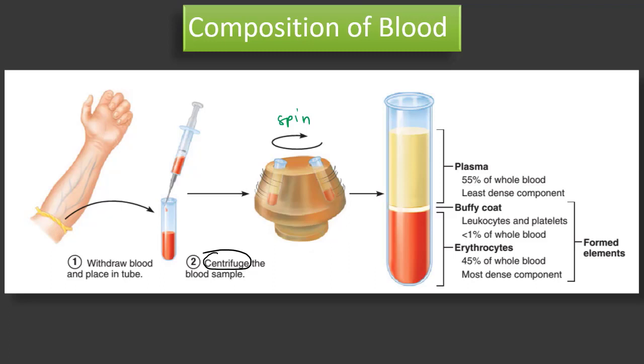So whichever is denser goes to the bottom, and on the top part it is going to be light. The liquid part of course is lighter, so it will be on the top, and that is going to consist of the plasma.